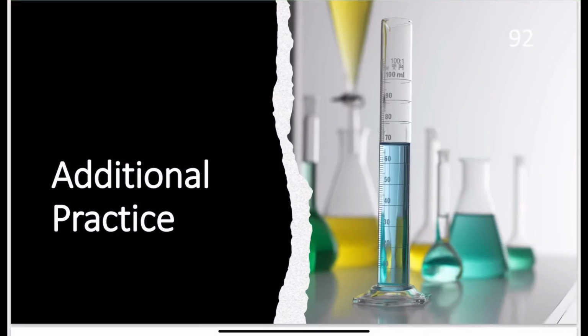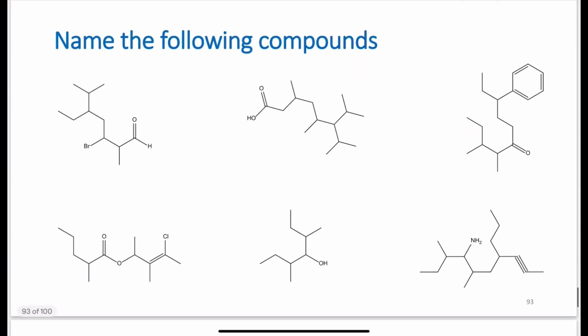Let's do the additional practice for the organic unit. Okay, first up, name some compounds. Let's go ahead and practice. First thing you should do when you're naming a compound is recognize what functional group you're working with.